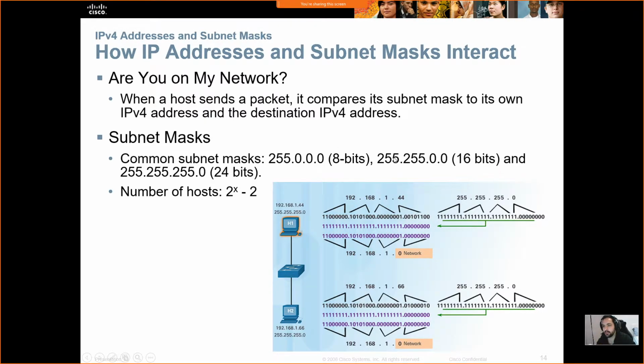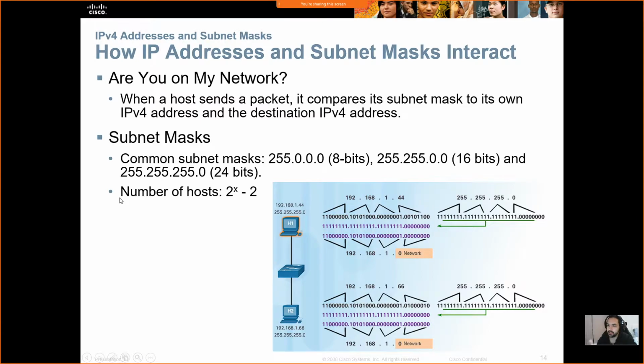Now we can write a subnet mask with 16 bits, and that would be 255.255, because 255 is the maximum number you can write with 8 bits, and you need 16 bits, so 255 one more time. And you can also write the subnet mask as 255.255.255.0, and that would be 24 bits.